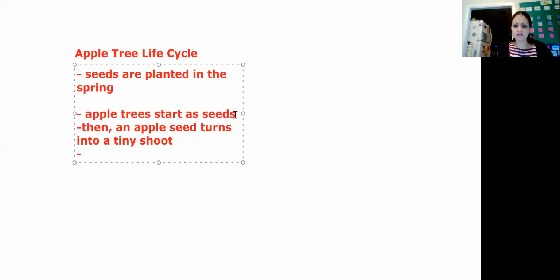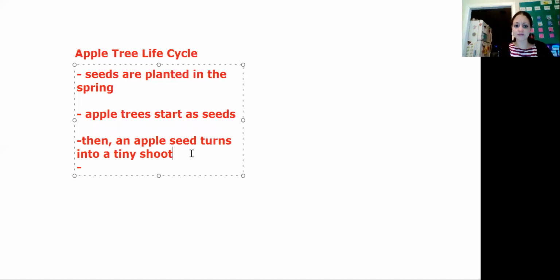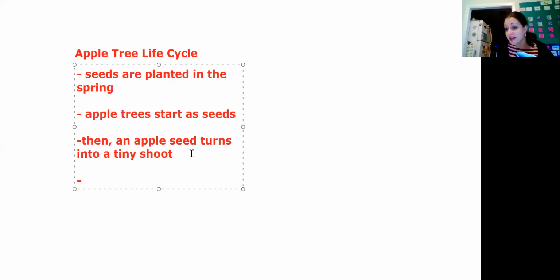Interesting. Okay. Oh, but then you know what? What's next? Apple trees start as seeds, sorry, it becomes a little tiny shoot. Okay, so then an apple seed turns into a tiny shoot. So it comes out of the ground like a little tiny shoot. And let me space this out right here. And notice how I'm writing in the color red because some apples are red, right? All right, let's turn the page here. Let's see.